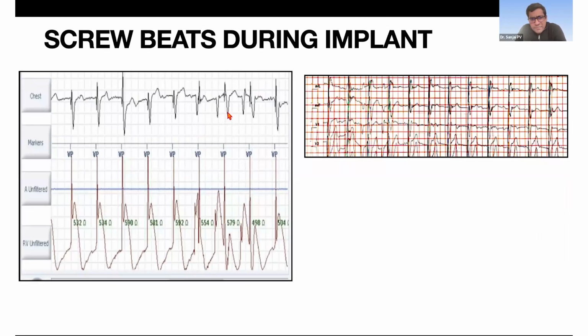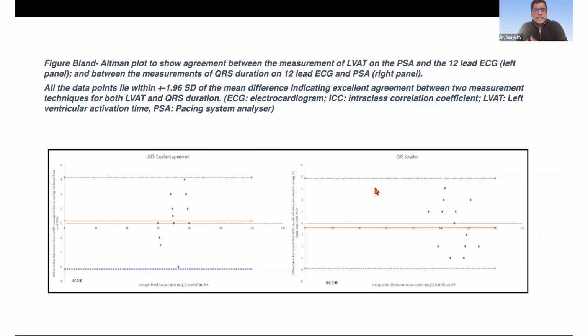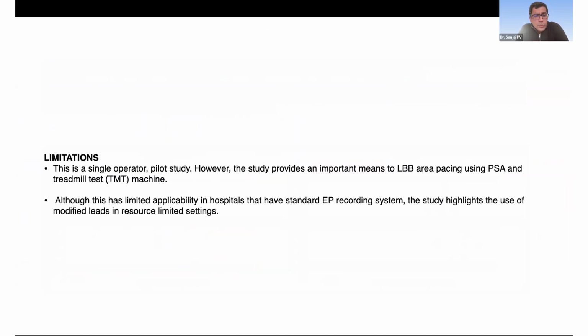Again, you had the screw beats, you had probably a smaller R prime beat and a bigger RSR in another implant. So we did an analysis. We looked at the LVAT measurement and the QRS duration measurement from the PSA and compared them with the measurements in the 12 lead ECG, and there was excellent correlation, which also proved clinically helpful to the patients and to the centers we were doing.